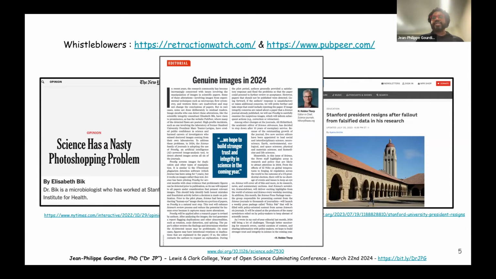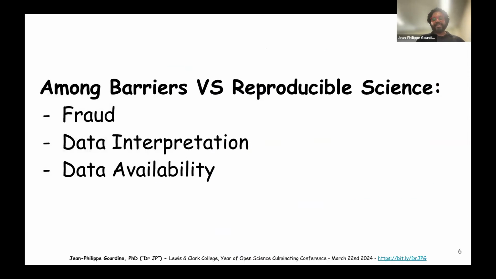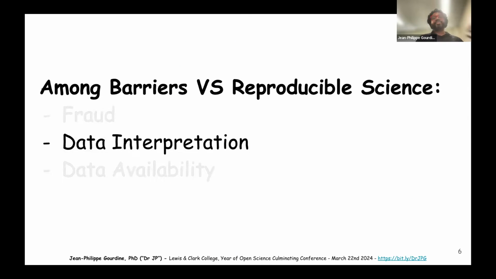So this is a new initiative that was launched by Science magazine. And you have also Retraction Watch and PubPeer, where we have a lot of whistleblowers who have used this website to talk about issues that they have with falsified data. Sometimes we can have issues with data interpretation.